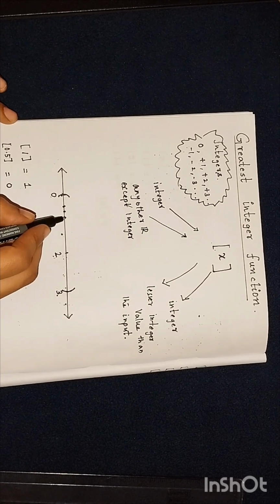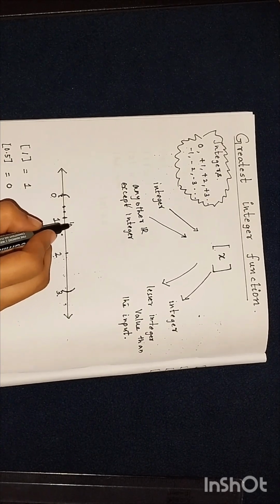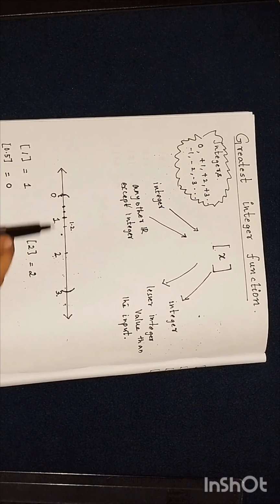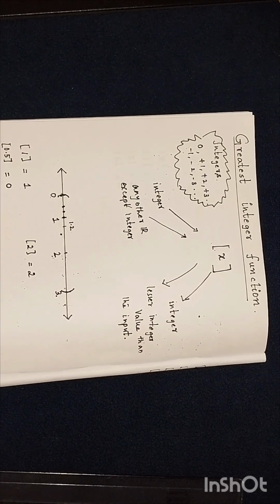Now let us give a number that is greater than 1, 1.2. If you give 1.2, which is greater than 1, then out of 1 and 2, the lesser integer is 1. So the output will be 1.